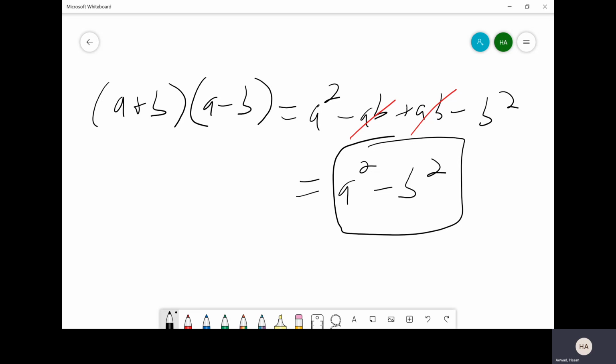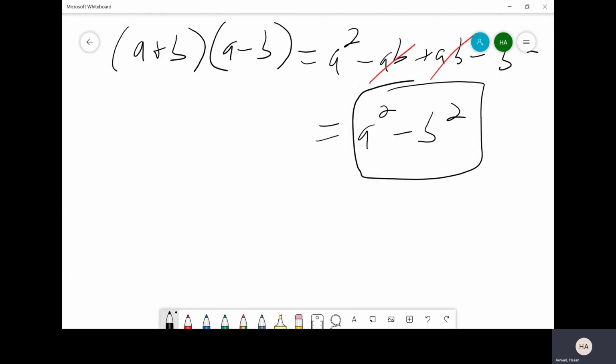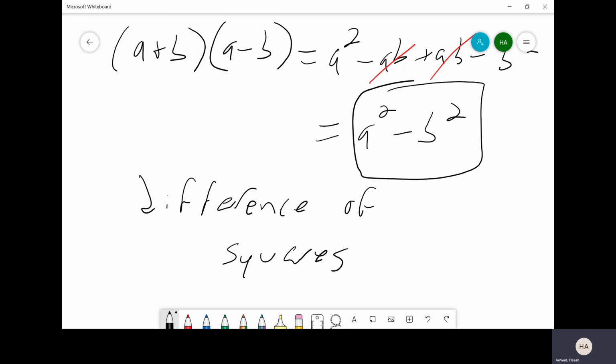And this has a very special name, and it is called, aptly, the difference of squares. That's an R, I promise. And why is it called the difference of squares? Difference because subtraction, right? We're talking about subtraction here, so it's the difference. And it's the difference of squares because we have two squares.